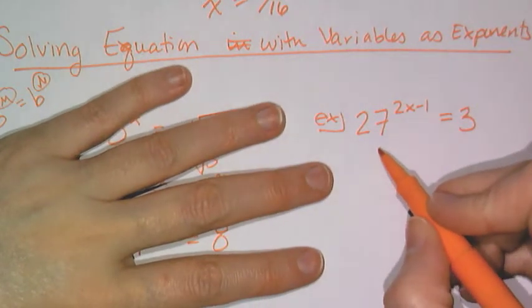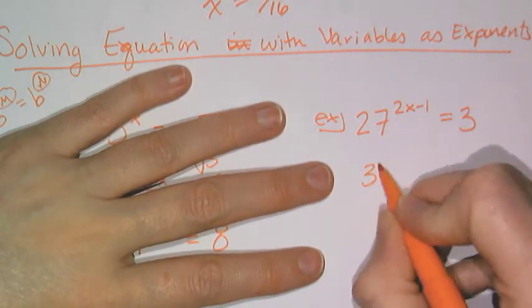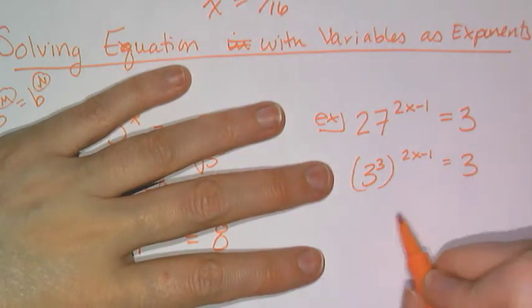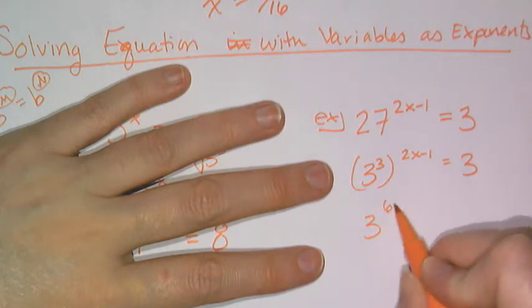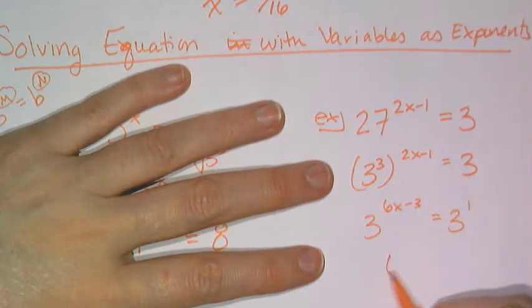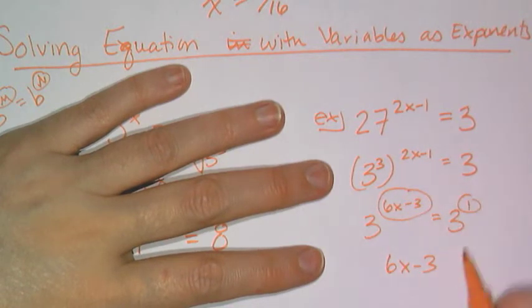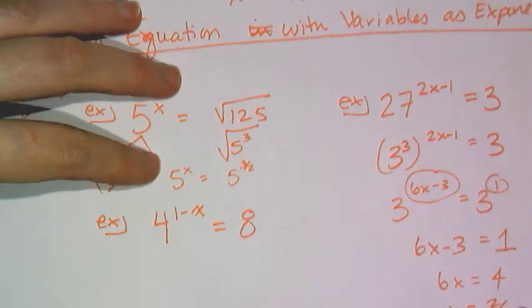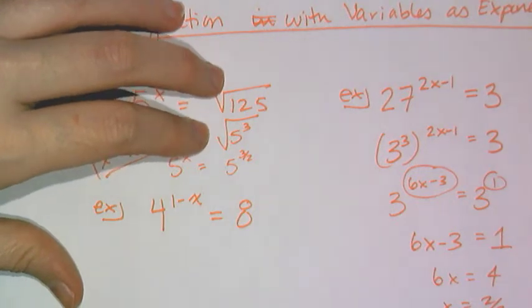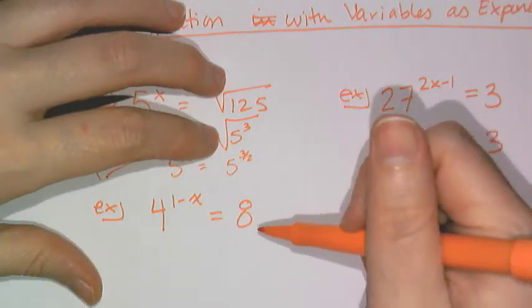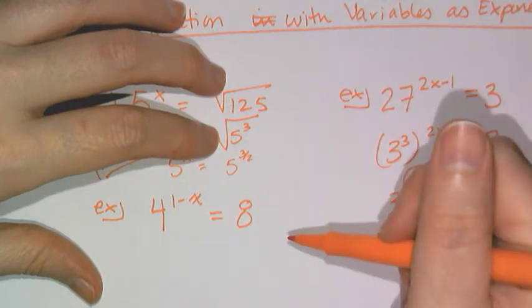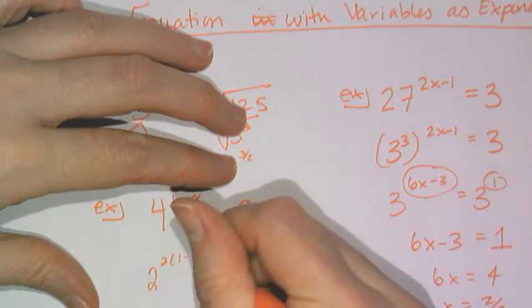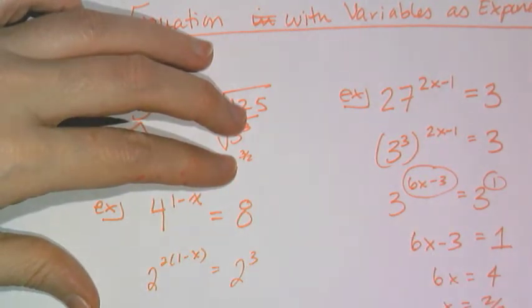And this one here, I can do the same thing. 27 is really 3 cubed raised to the 2x minus 1 power equals 3. I can use my power rule and have 3 to the 6x minus 3 equals 3 to the first power. And so then I know my exponents have to be equal, and then I can just solve, and I get x equals 2/3. And sometimes you have to be a little creative to find the appropriate base. Like I could write 8 as a base of 4, or 4 as a base of 8, or I can just write them both as base 2. So I can do 2 to the 1 minus x power equals 2 to the third power.